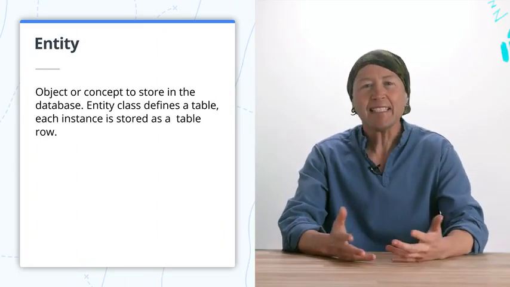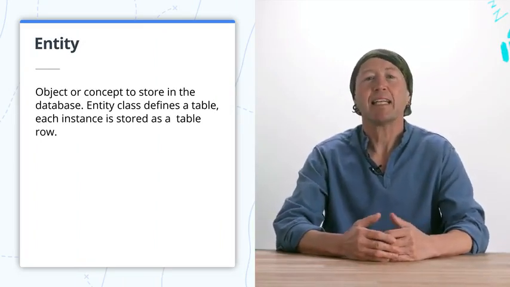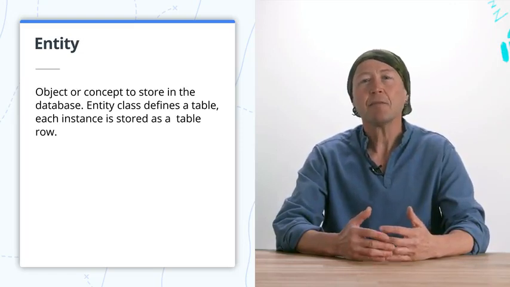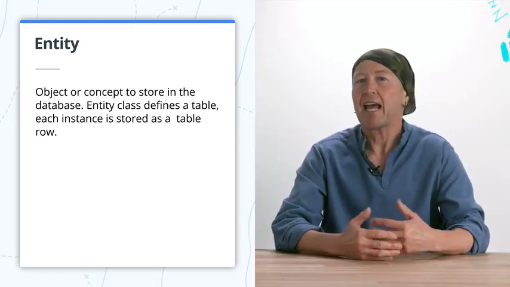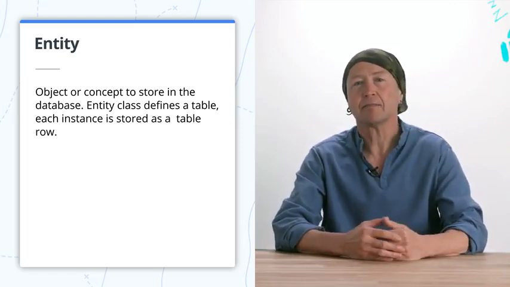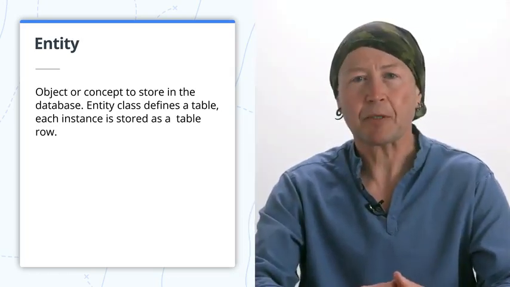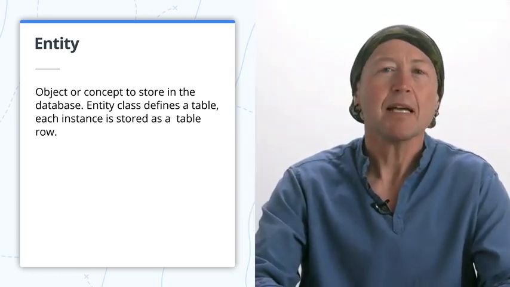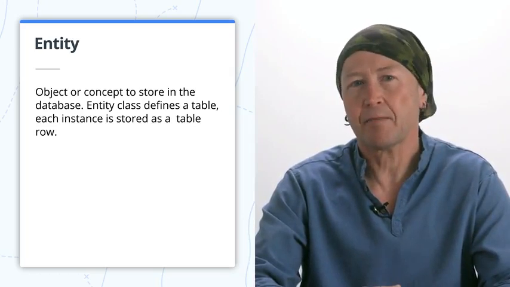As such, an entity class defines a table, and each instance of that class represents a row in the table, and each property defines a column. A common entity is a person. In our app, it's going to be 1 night of sleeping.